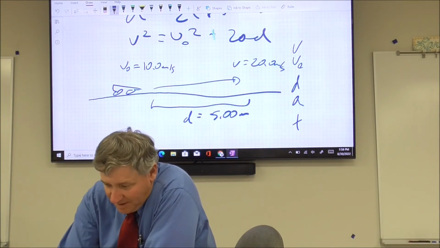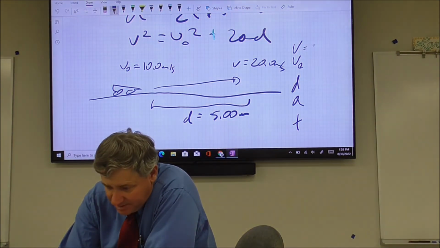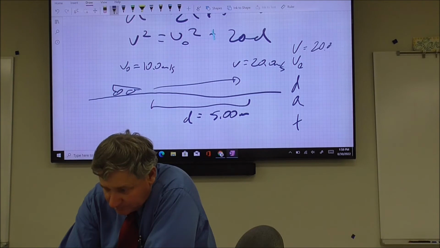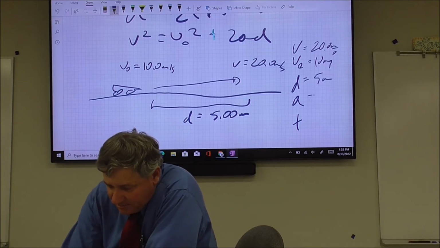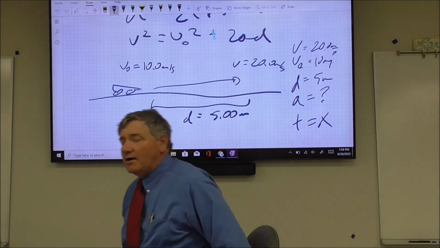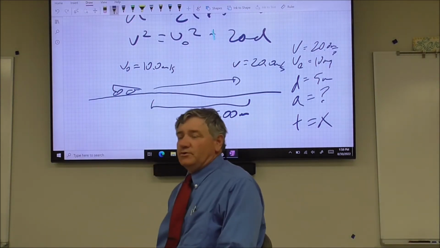So, my final velocity is going to be 20 meters per second. My initial is going to be 10 meters per second. My distance is 5 meters. My acceleration, it's a big question mark. I don't involve time. Now, here's what I don't want you to do.